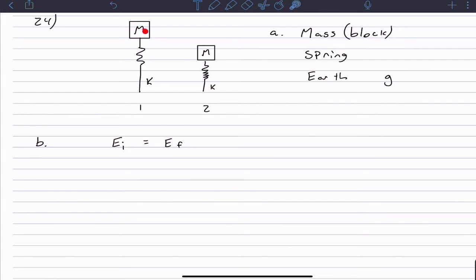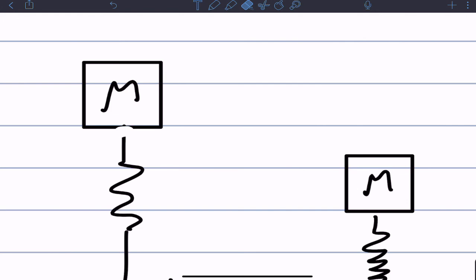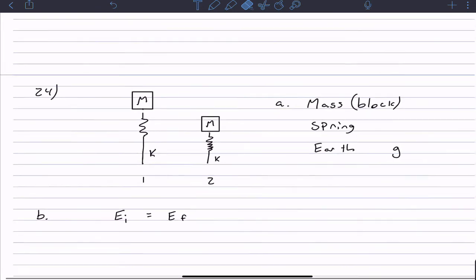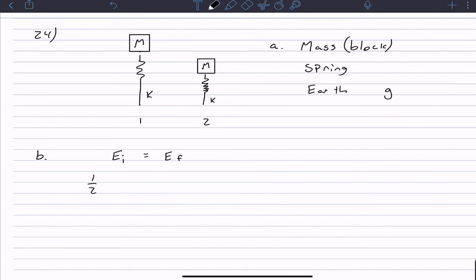So in situation 1, the block is rested on an uncompressed spring. So this spring has no displacement right now. It's just sitting perfectly naturally, and this thing is almost touching it. We can really zoom in and make that a reality if we want. There we go. So we're almost touching the spring. Okay, so what we have is half k, and the displacement is 0 squared, right? That's the potential of the spring. And then we have m times g times h.